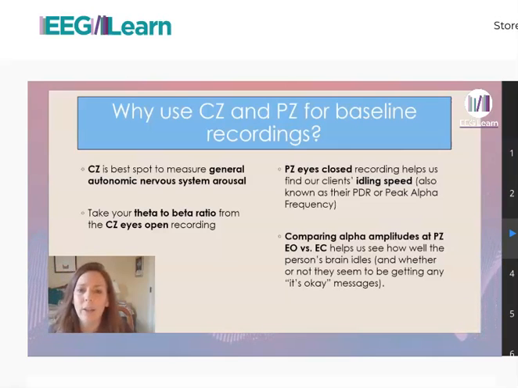Okay, and then also having a PZ eyes open recording and a PZ eyes closed recording and looking to see how those amplitudes change or not under those conditions gives you some important information. It's another important clue about this person's arousal. By the way, I just want to point out that with the PDR or peak alpha frequency, that's looking at the speed of the person's EEG, and then the amplitudes will tell us how well this person idles.